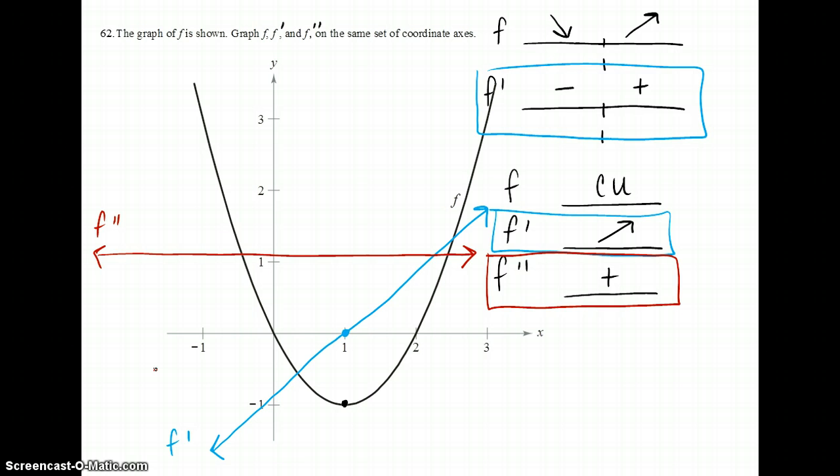Now again, without the equation of a function, we can't determine the exact points or the exact slope. All we know are the points that we can estimate and approximate from the graph of the original function. So these are just sketches. Just based on this information, what would the derivative and the second derivative graphs look like?